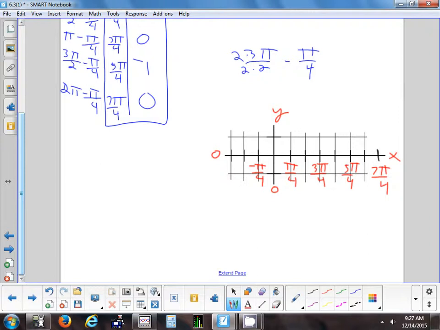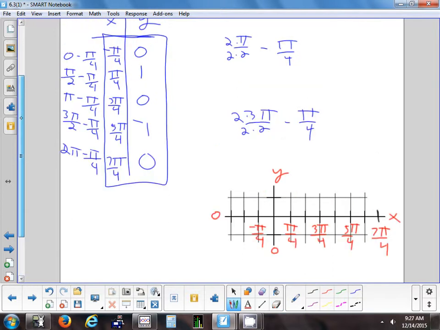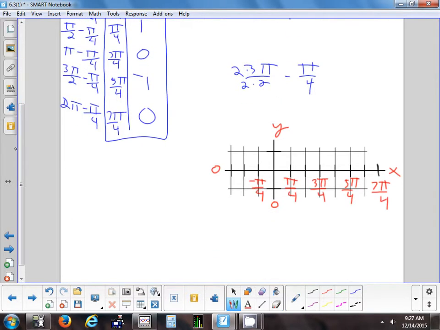If you don't space it right, what you might get is a graph that looks like this. It looks really squished in one part, but then stretched in the other. It's because you didn't space things correctly. And now we'll just graph our points. 0, 1, 0, negative 1, back to 0. All right, so any questions on phase shift?